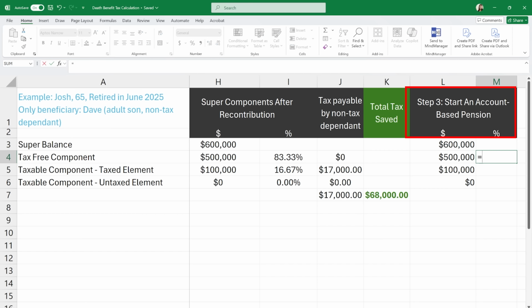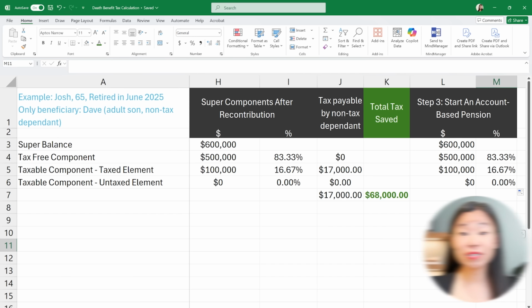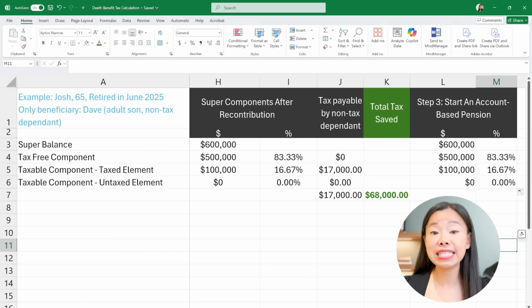At the time the pension starts, the proportion of tax-free and taxable components is locked in. It's worth noting that the recontribution strategy isn't a one-time opportunity. That $17,000 tax could be reduced even further by using the same strategy in future at the right time. Another way to reduce super death benefit tax is having super paid through the deceased estate instead of paying directly to adult children. Let's get back to Josh and Dave.